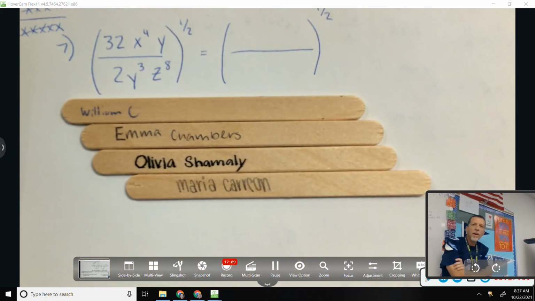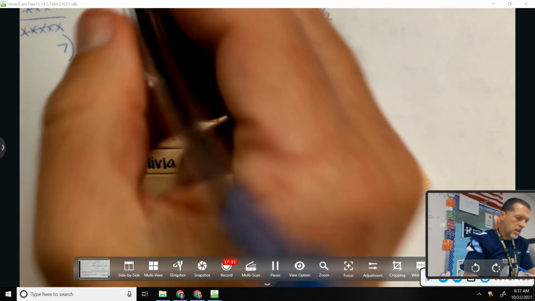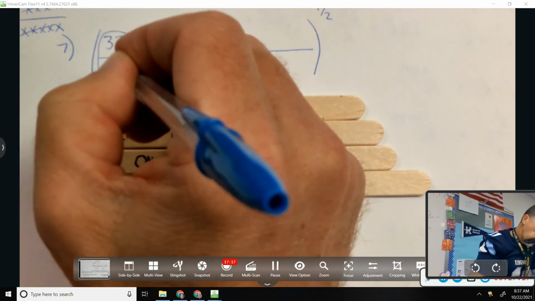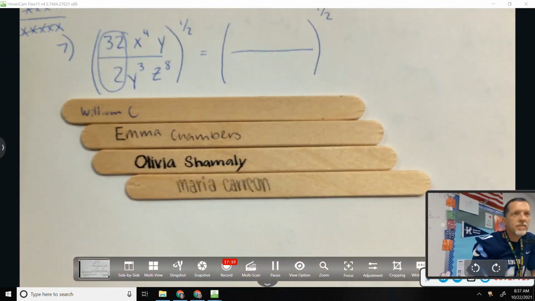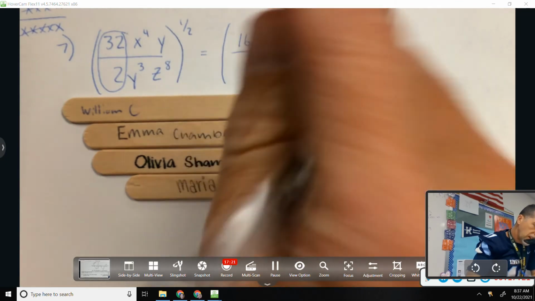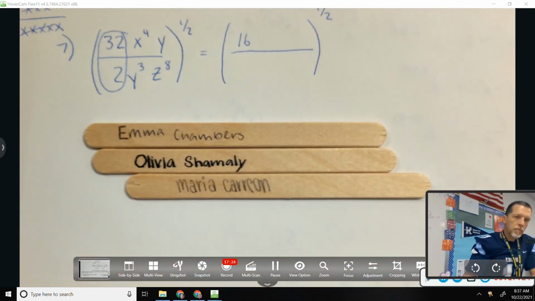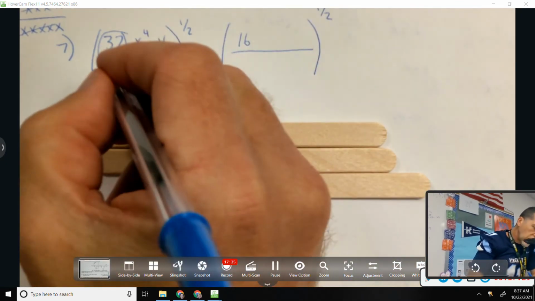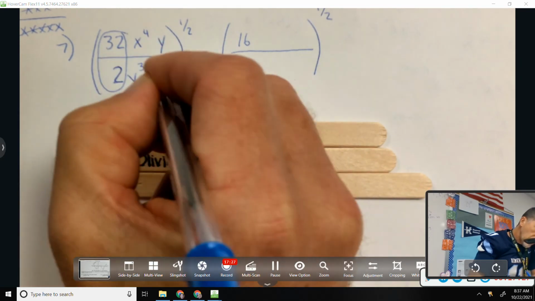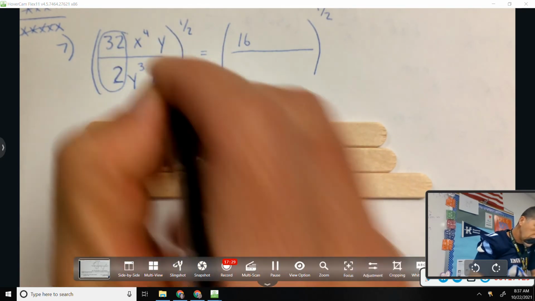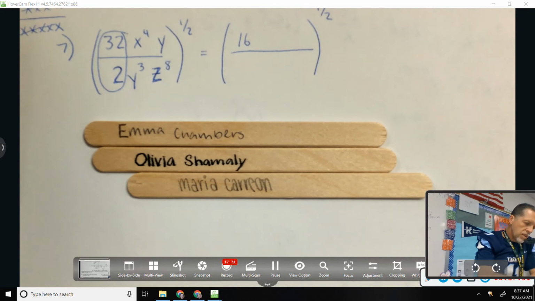Will, tell me about the numbers, 32 and 2. What do I end up with? 16, in the top. 16 in the top. Good. That was a 2, sorry. I put the line through the z to make it look like a z. My z's will have a line through them. My 2's look like z's, and my z's look like numbers.